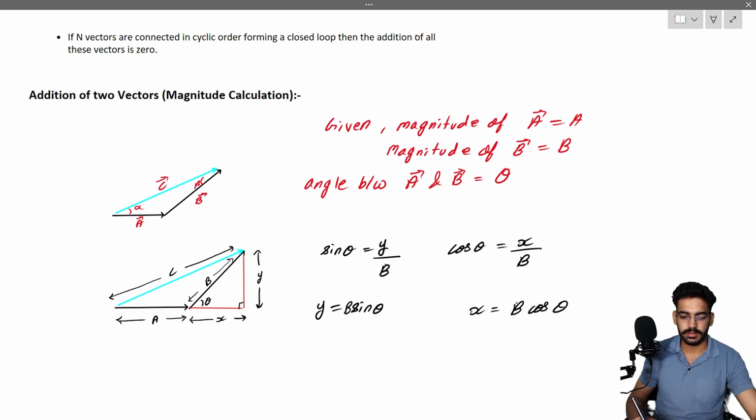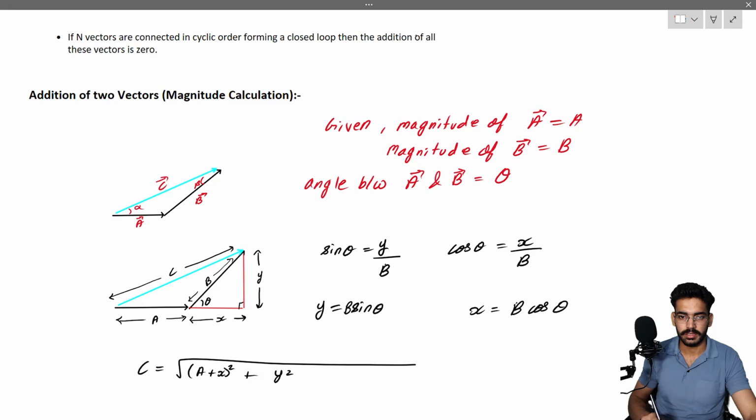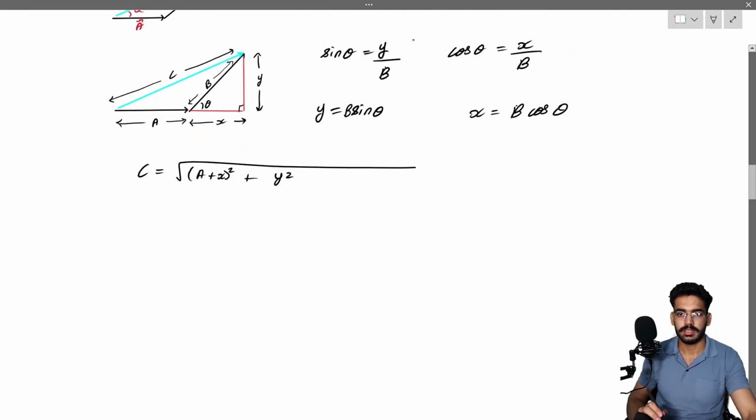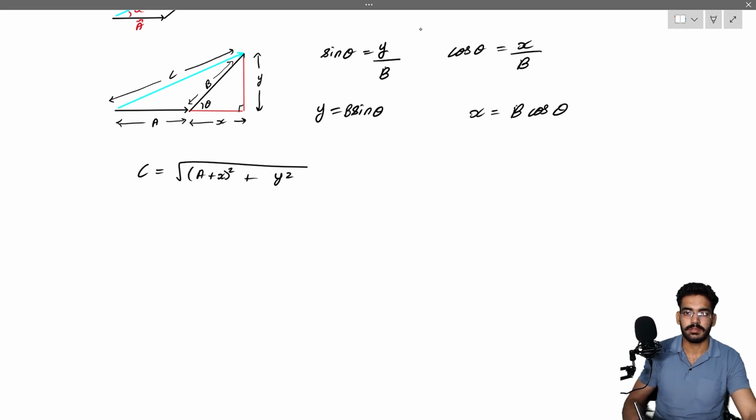Now we can write what is the c value in this bigger triangle. What can you see, what is the c? C is equal to under root of a plus x whole square plus y square, right? Now let's extend this thing. Now let's do the calculation. Put the values of x and y and then expand.